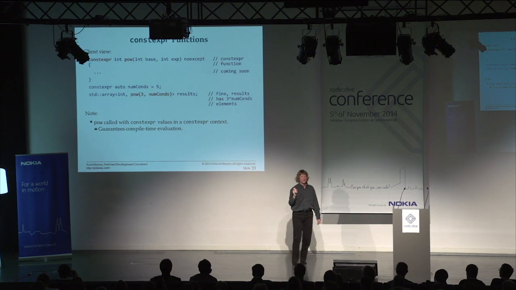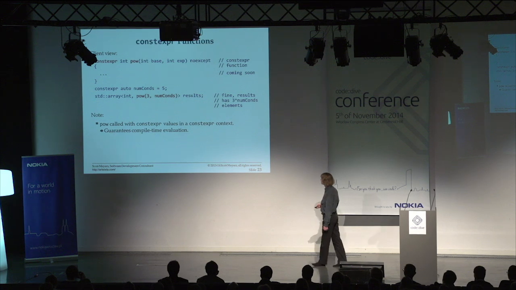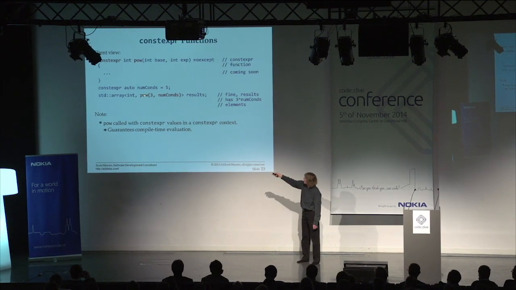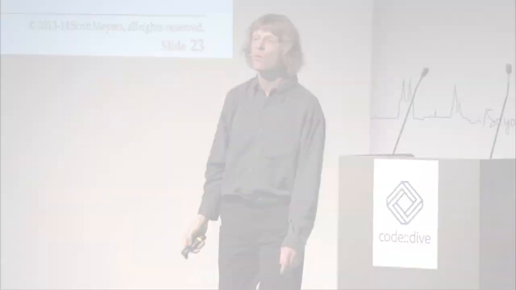Now, I haven't shown you how to write the function yet, but I want to show you how you use the function first. In this particular case, I'm calling pow with the number 3, clearly known during compilation. I'm calling it with numCons, which is constexpr, by definition known during compilation. The result of calling pow is being used to specify the size of an array, requires a result available during compilation, which means I know that pow will in fact run during compilation.